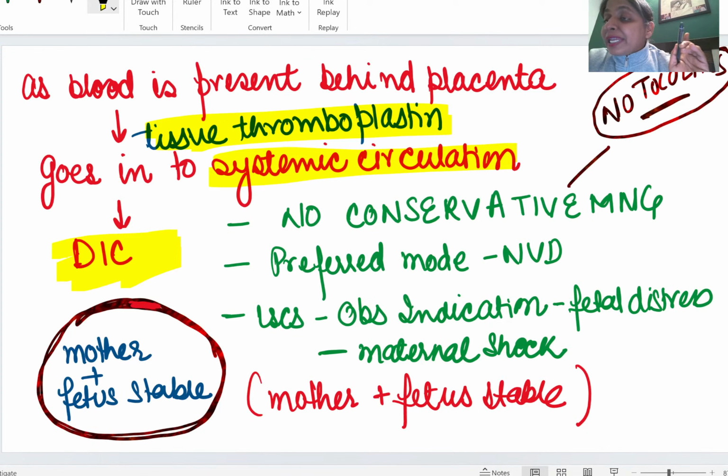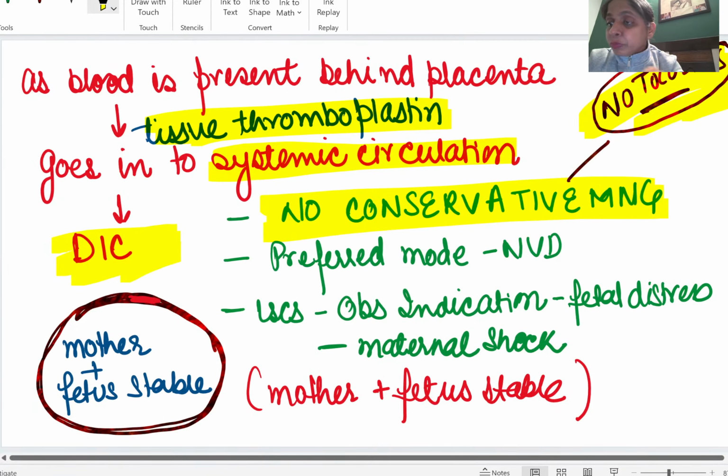Why does DIC occur in abruptio placenta? Because there is release of tissue thromboplastin, which goes into the mother's circulation and causes DIC. There is a danger that the mother can go into DIC. Okay, so no conservative management in abruptio placenta.